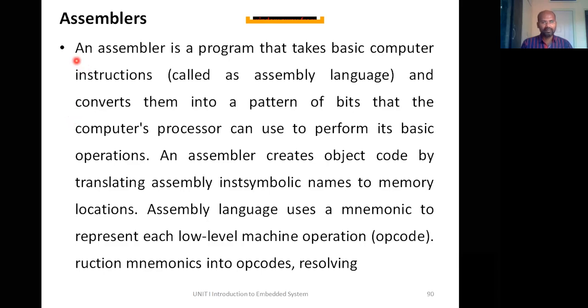Let's read out. An assembler is a program that takes basic computer instructions called assembly language and converts them into a pattern of bits that the computer's processor can use to perform its basic operations. An assembler creates object code by translating assembly instructions to symbolic names. There is some mistake here. To memory locations. Assembly language uses mnemonics to represent each low level machine operation.